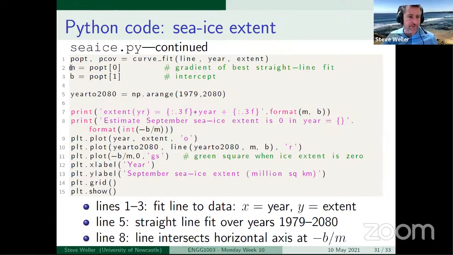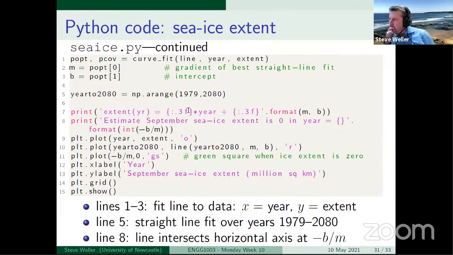And then in lines 2 and 3, after curve_fit's done its magic, it's used a least squares algorithm to compute the coefficients of best fit. Don't worry about least squares, but do worry about the best fit. We get the gradient and the offset. All the magic's done in line 1.